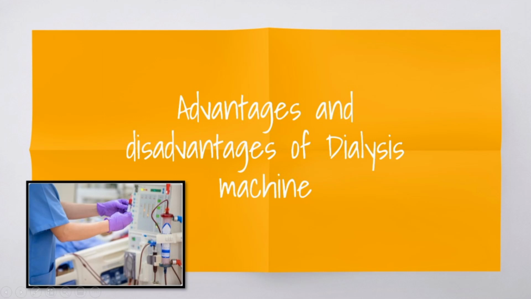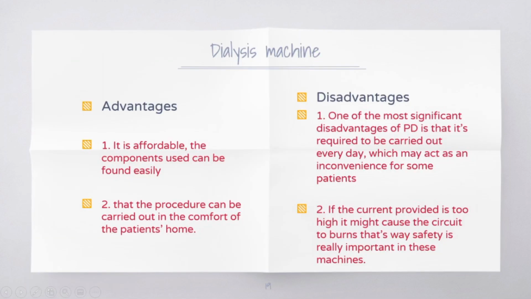Now, let's discuss together the advantages and disadvantages of the dialysis machine. Dialysis machine advantages. It's affordable, the components used can be found easily, and the procedure can be carried out in the comfort of the patient's home. Disadvantages. One of the most significant disadvantages of PD is that it is required to be carried out every day, which may act as an inconvenience for some patients. Second, if the current provided is too high, it might cause the circuit to burn. In that way, safety is really important in these machines.